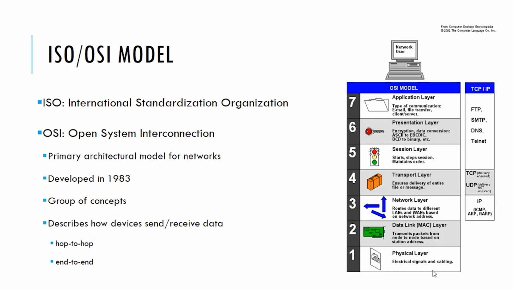It's a primary architectural model for networks. It was developed in 1983. It's only a group of concepts. This means that the model does not specify a certain hardware or software to exist. It is a group of concepts.